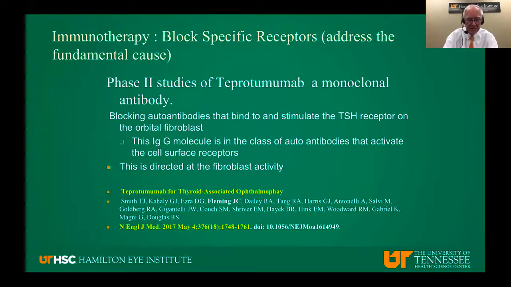And so here's my discussion about immunotherapy. This article was published in the New England Journal of Medicine in May 2017. Teprotumumab is the drug. It is not available commercially. It's in phase 2 studies. We did part of the phase 2 study in a double-blind study. It's a monoclonal antibody that blocks the TSH receptor on the orbital fibroblast. This is an IgG molecule in the class of autoantibodies that activate cell surface receptors. So it's addressed directly at the fibroblast activity.